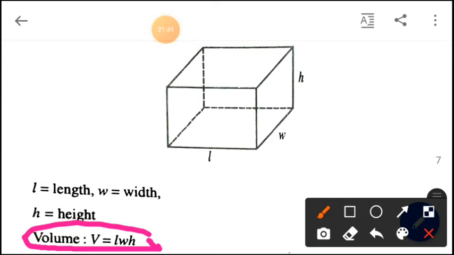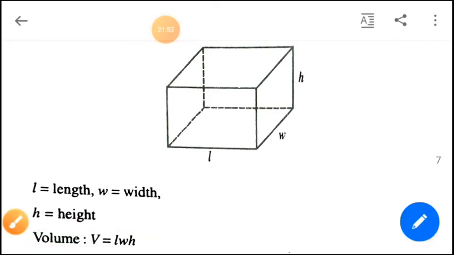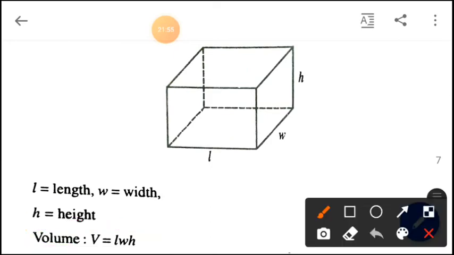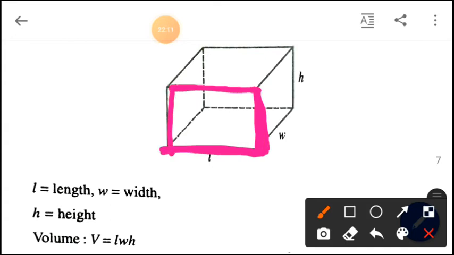It has total 6 faces: 1, 2, 3, 4, upper face 5, 6. Total 6 faces. So, total surface area: length, height. This is a rectangle. This is length, this is height, this is length, this is height.